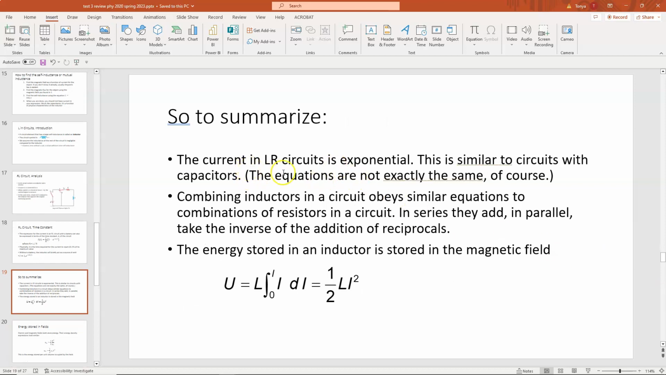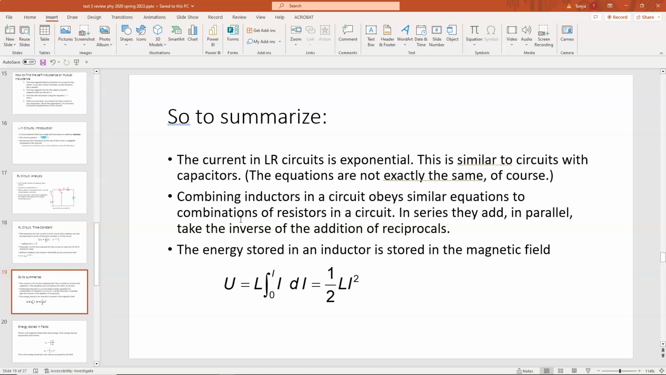Remember that the current in RL circuits is exponential. You'll have an exponentially increasing or decreasing current depending on whether or not there's a battery in there. Also remember that we covered how to handle inductors in circuits. They act similarly to resistors, which means that in series, the equivalent inductance is the sum of all those inductors. In parallel, you take the inverse and add. For example, 1 over L equivalent would be equal to 1 over L1 plus 1 over L2 for two inductors in parallel.